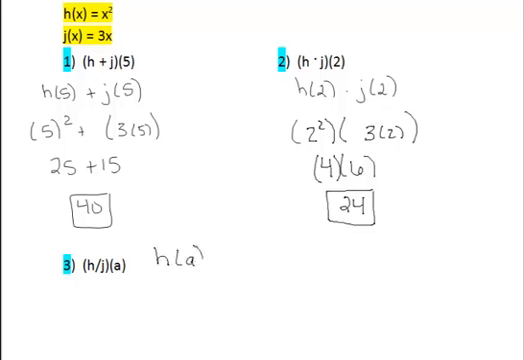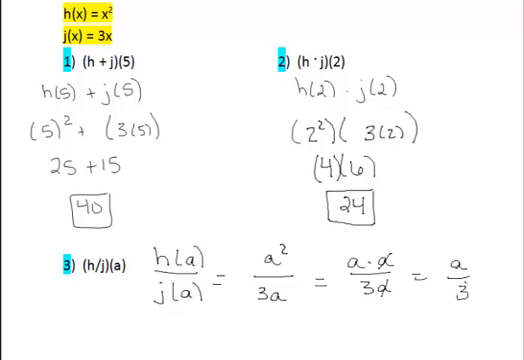H of a divided by j of a. That will be a squared over 3a. This will reduce. Remember, a squared means a times a, right? So a over a is 1. You just end up with a over 3.